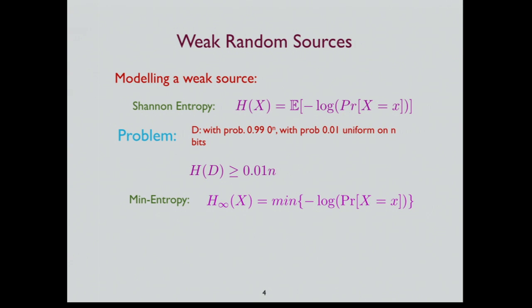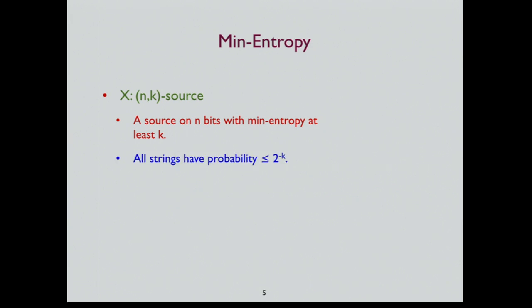A better notion for this purpose is min entropy. Here, what you're doing is taking the largest probability and taking the log of the reciprocal of that. So in this example, the min entropy is just a constant. Let's talk more about min entropy. Here I'll use the notation (n,k) source for a source on n bits with min entropy at least k. What this means is that all strings have probability at most 2 to the minus k. That's the way you should think about it.